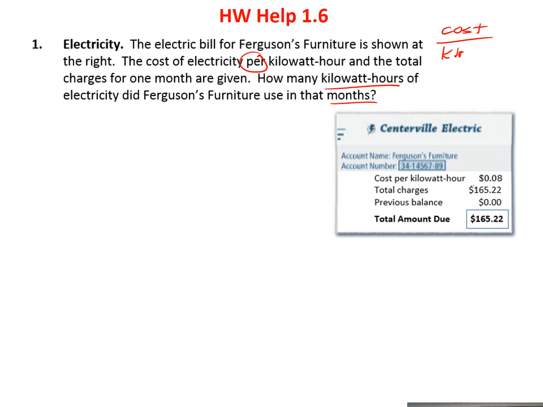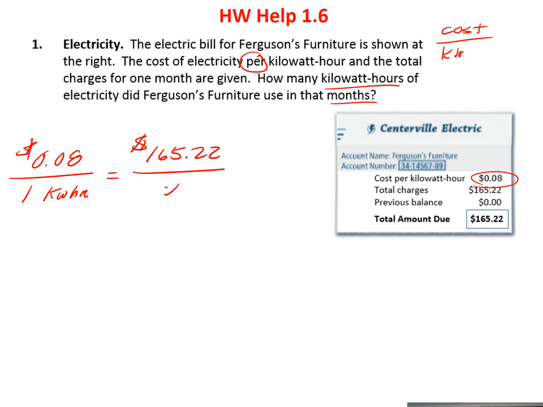Well, first of all, the cost per hour is $0.08 per 1 kilowatt hour. That's our rate. And in their case, let me set up a proportion. Notice I have dollars on top and kilowatts on the side. They were charged $165.22, and we want to find out how many hours that was. So notice it's 8 cents per kilowatt hour. They had 165.22, and we want to know how many hours. So now we have a simple proportion.